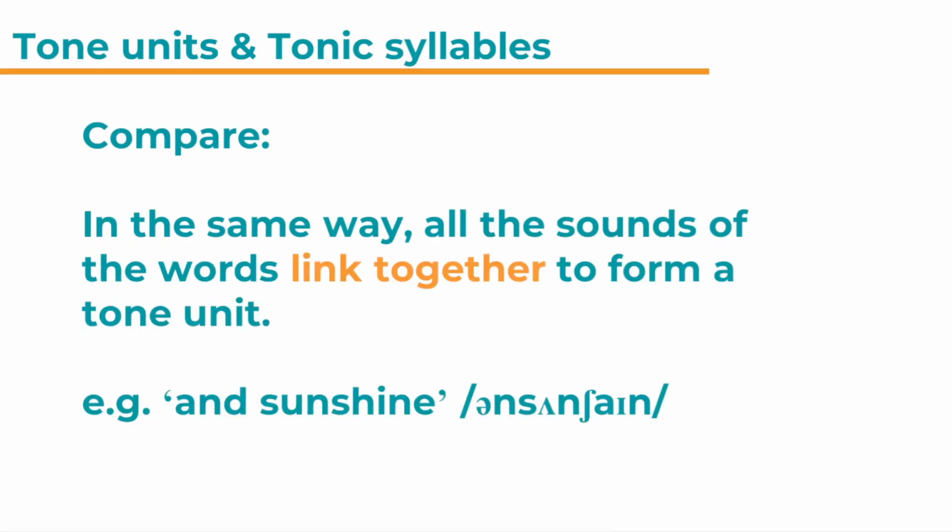In the same way, all the sounds of the words link together to form a tone unit. Here was our original tone unit, and sunshine. You can see the transcript next to the spelling, and here you can see very clearly that it really sounds and looks like one word, and sunshine. There's no pause in between, and the word and has been reduced to n and joined with sunshine. This happens in all tone units. All the sounds link together.